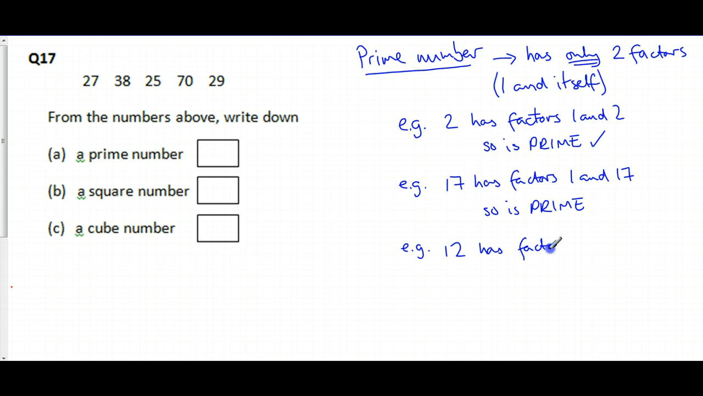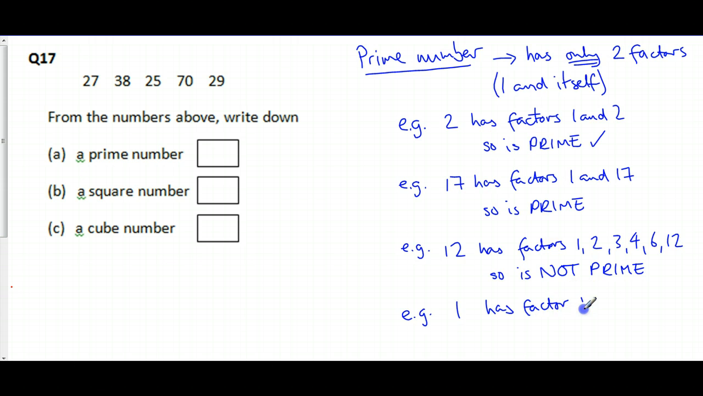Well, what numbers go into 12? It's 1, 2, 3, 4, 6, 12. So 12 is not a prime number. Okay? And there's one final example that's always a good one. The number one has the factor 1, so it is not prime, and that's very important.